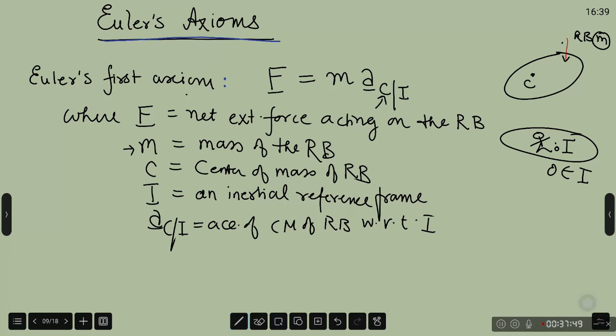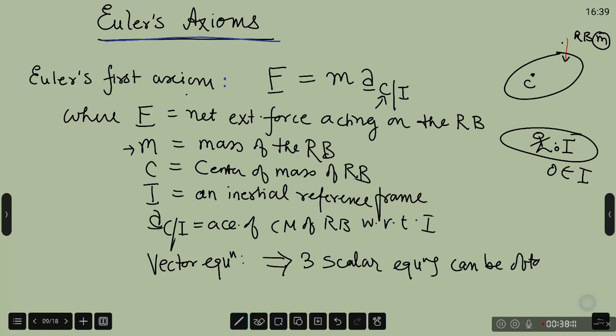Note that this is a vector equation. Okay, you can extract three scalar equations out of it. So if your working coordinate system is Cartesian coordinate system, you can get three scalar equations out of it. This is Euler's first axiom.